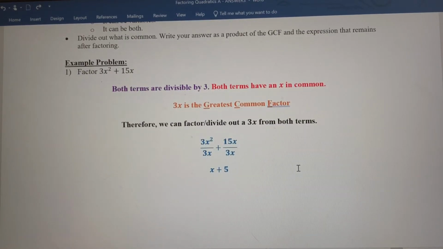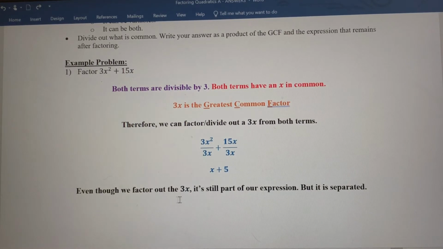So even though we factored out that 3x, it still has to be part of our expression. Remember, our answer is going to be a product of the GCF, in this case 3x, and what remains, which was x plus 5. So I'm going to multiply 3x and x plus 5 to get my answer. So 3x times x plus 5.